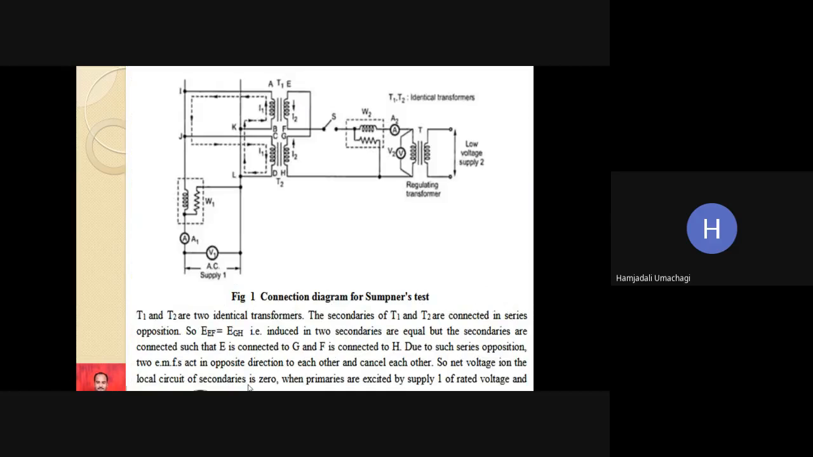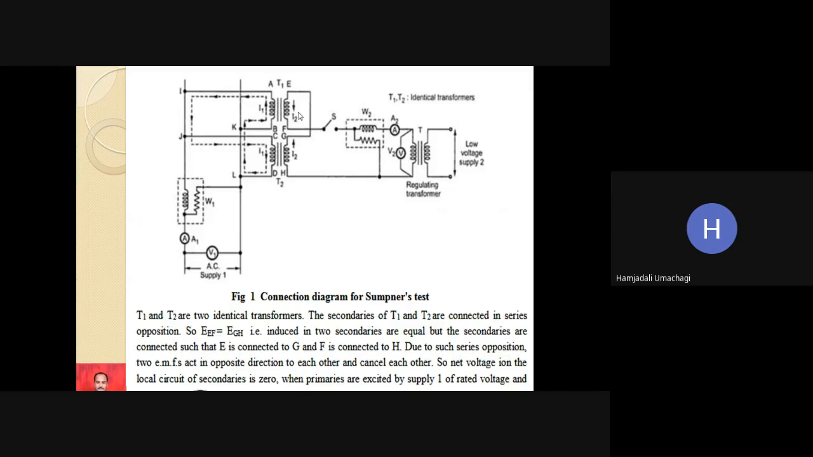So you can see here, this is a circuit diagram for the Sumpner test where we are using two identical or similar rating transformers T1 and T2. Primary of transformer T1 and primary of transformer T2, both they are connected in parallel across the AC lines, and the voltage across the AC line is V1. This is the primary side circuit. Apart from these connections, secondary of transformer T1 and secondary of transformer T2 are connected in series opposition.